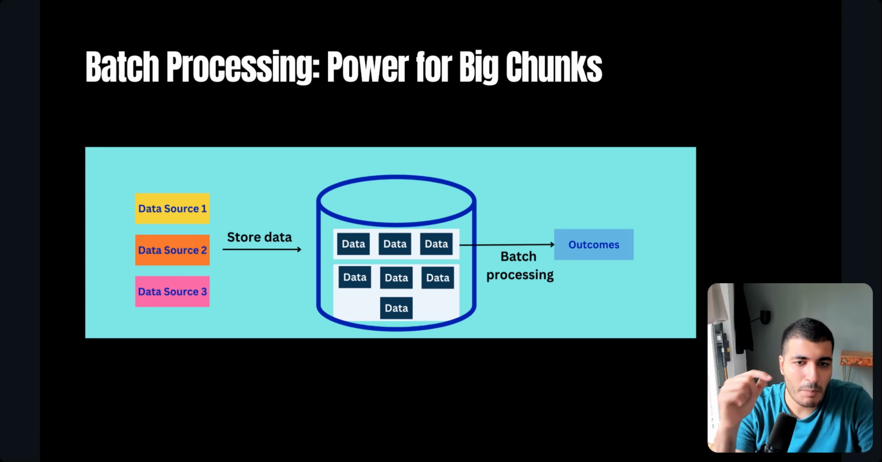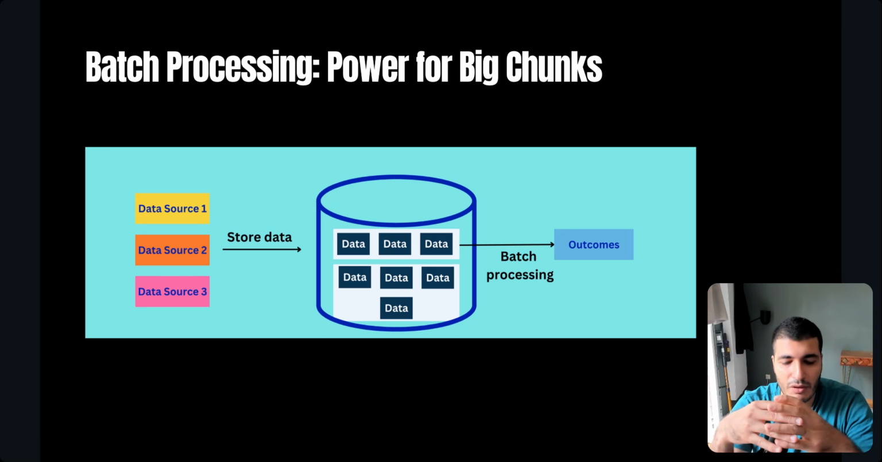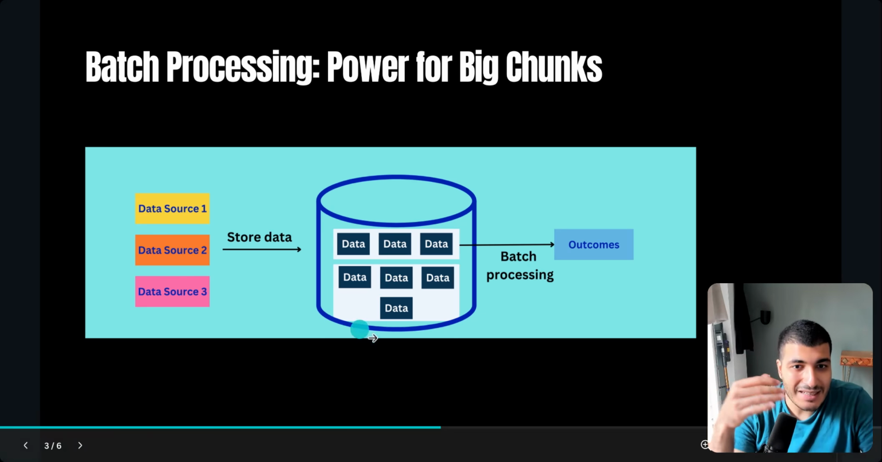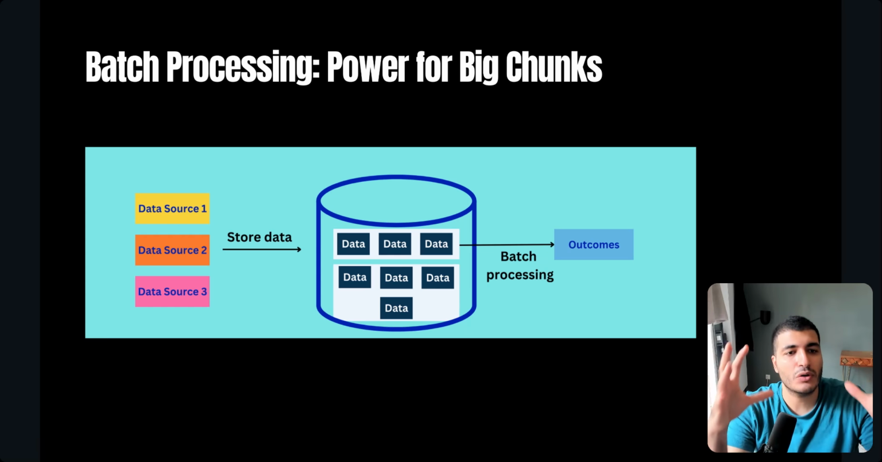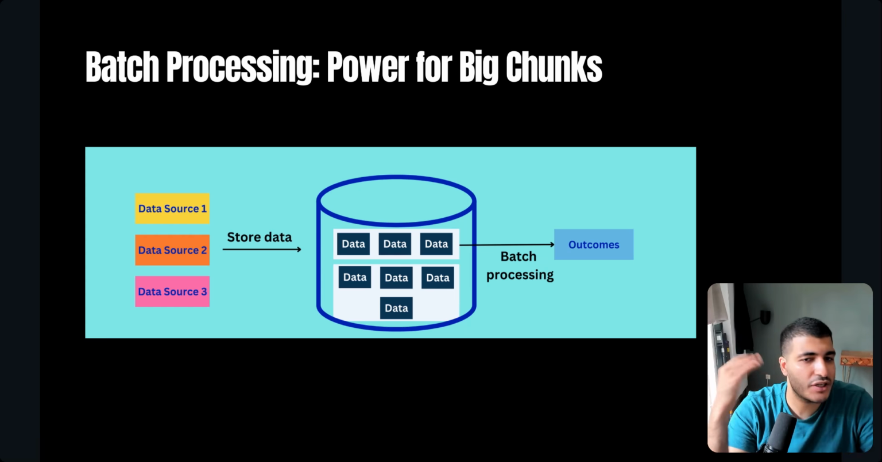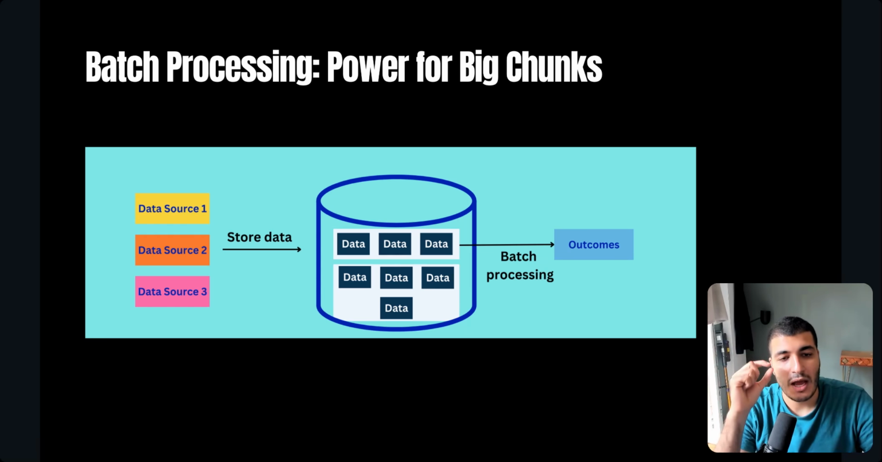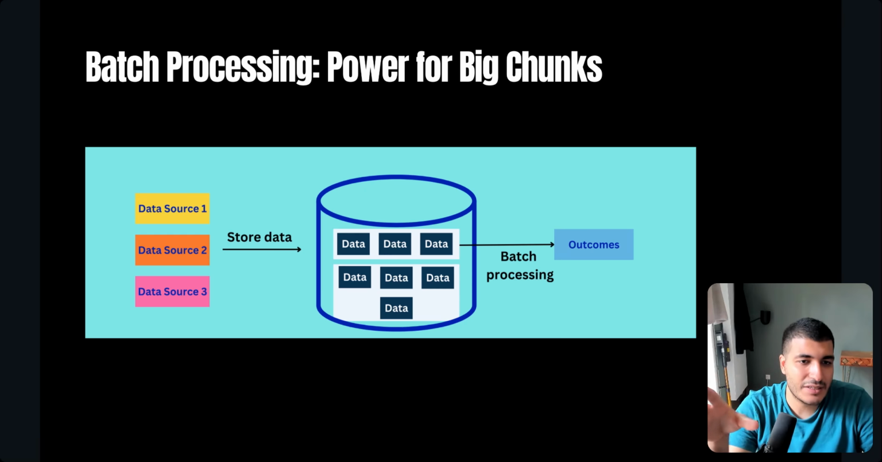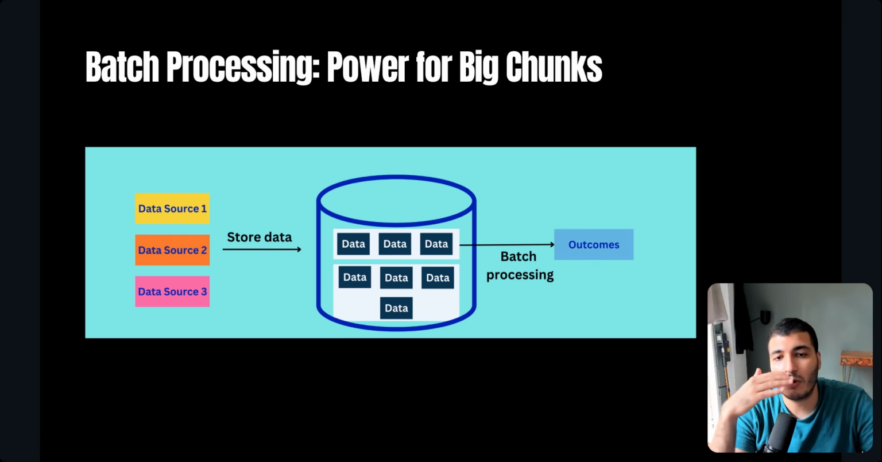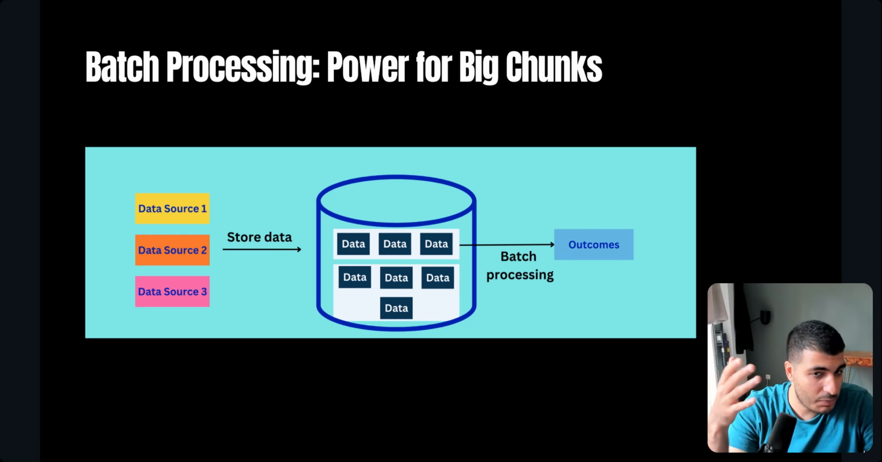So if we want to talk about batch processing first, let's talk about the mechanism. As you can see here, the data is collected, stored, and then processed in large batches, often on a schedule, like nightly, weekly, monthly, things like that. Jobs read the entire data set or a large portion, perform computation, and write results back.